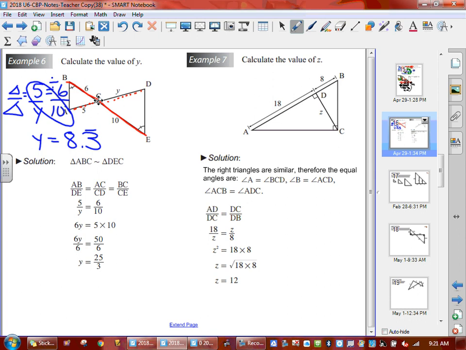Alright, we go over to the right-hand side. That's a triangle inside a triangle again. So those are ones that we would like to redraw them. Because if we can't redraw them outside the other triangle, sometimes we can't match their sides very easy. So, we've got a big triangle inside a little triangle. So we're trying to find Z. So, we need the giant one. Okay.